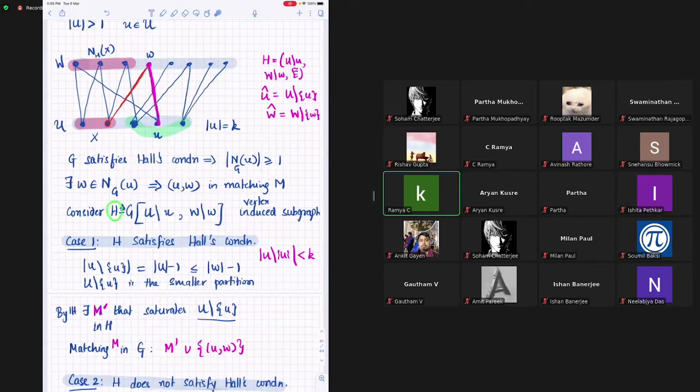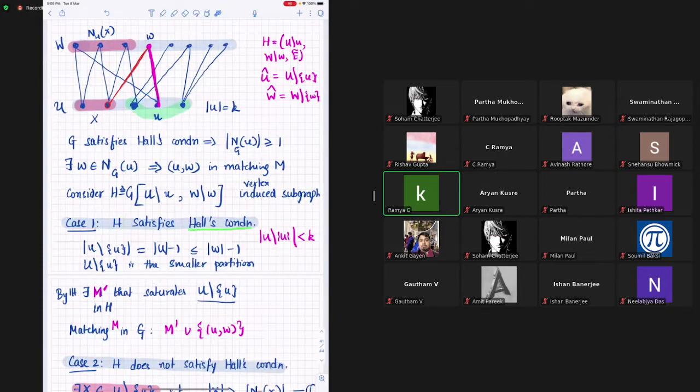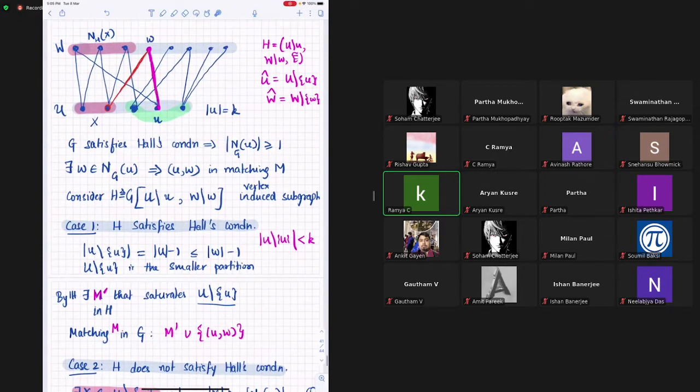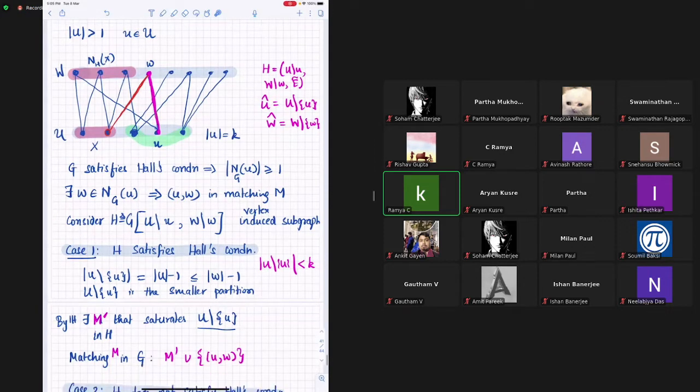There are two cases: either H satisfies Hall's condition or H does not. If H satisfies Hall's condition, we are very lucky, because by the inductive hypothesis, you remove U from the smaller partition in order to produce the graph H, and you also remove W from the other partition. So you reduce the size of U by 1 and the size of W by 1. This still remains the smaller partition, and it has strictly less than K vertices. So you must be able to find a matching in this new graph H that saturates all the vertices, the ones without this vertex.